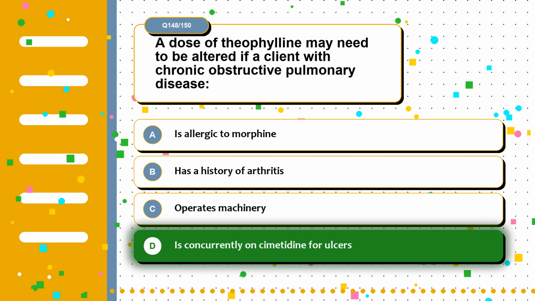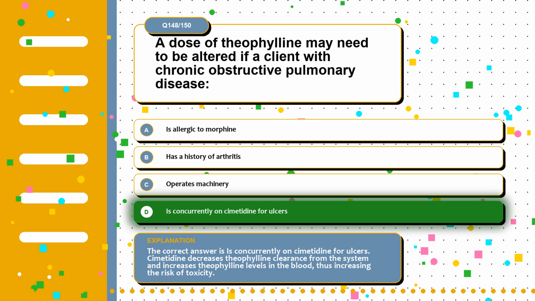The correct answer is option D. Is concurrently on cimetidine for ulcers. Cimetidine decreases theophylline clearance from the system and increases theophylline levels in the blood, thus increasing the risk of toxicity.